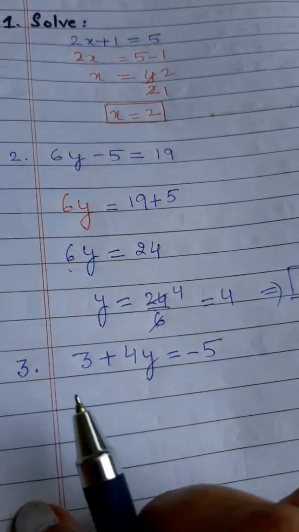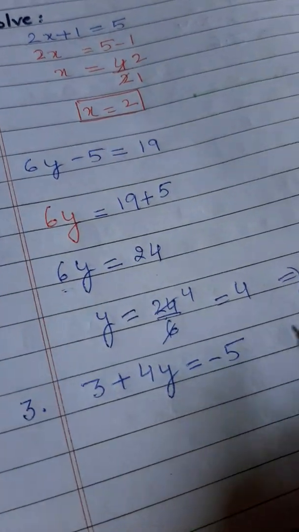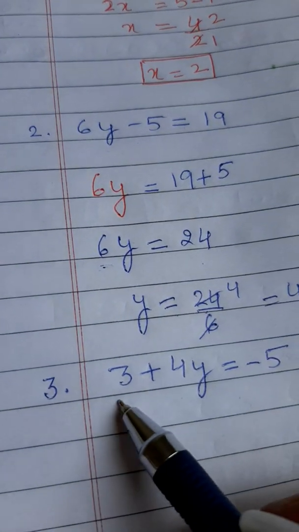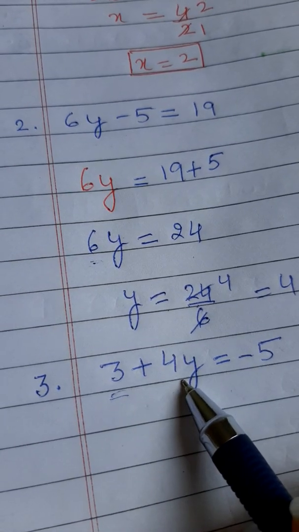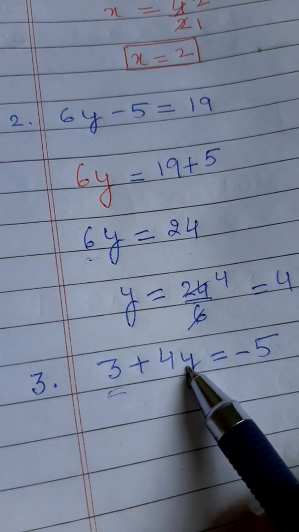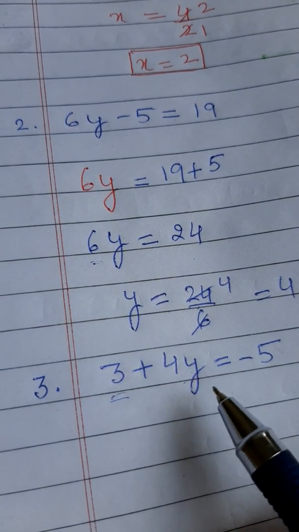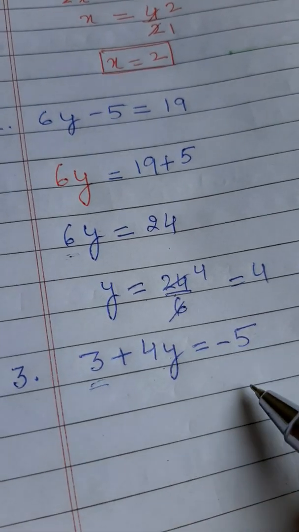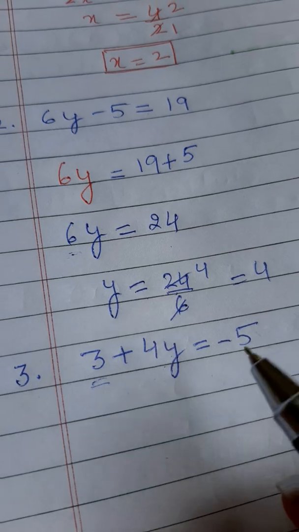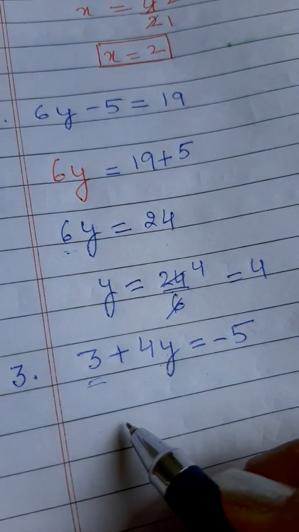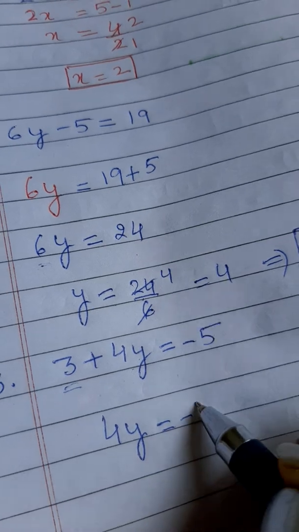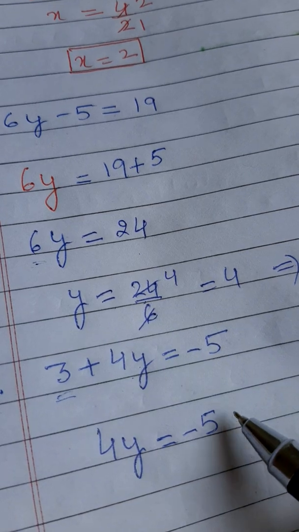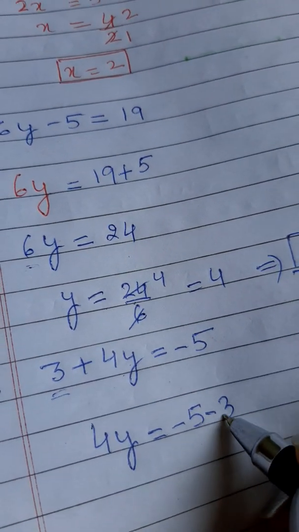Coming on to the next question, students. This is 3 plus 4y is equal to minus 5. Here in this question also, firstly remove the constant part and then go to the coefficients of the literal numbers. Always remember that we have to keep the literal numbers on the left hand side and find out their solutions, their answers, on the right hand side. So transpose this 3, it will be 4y is equal to minus 5, which will remain the same. We will write minus 5 as it is, and we will take this 3 to the other side. This is plus 3, it will become minus 3.